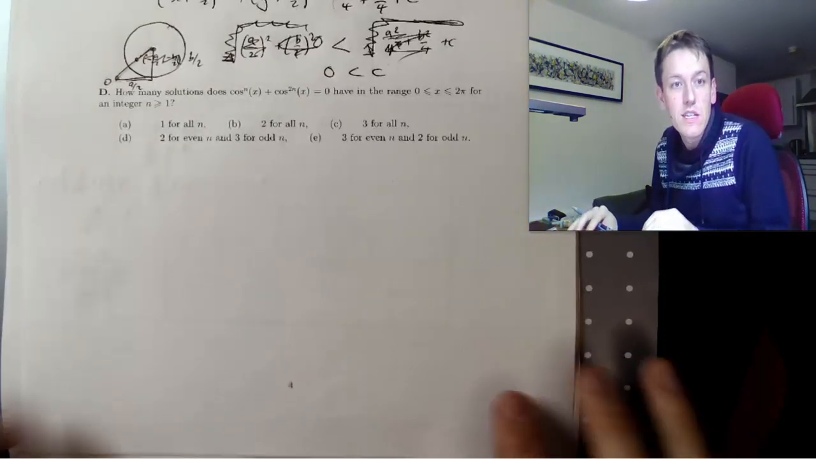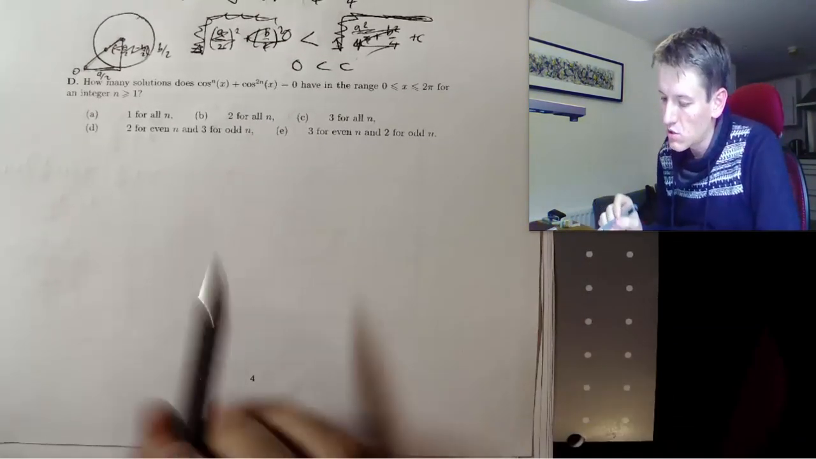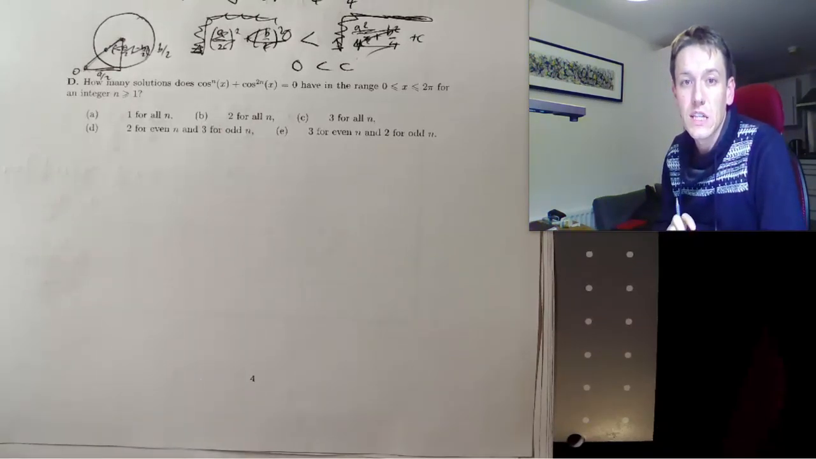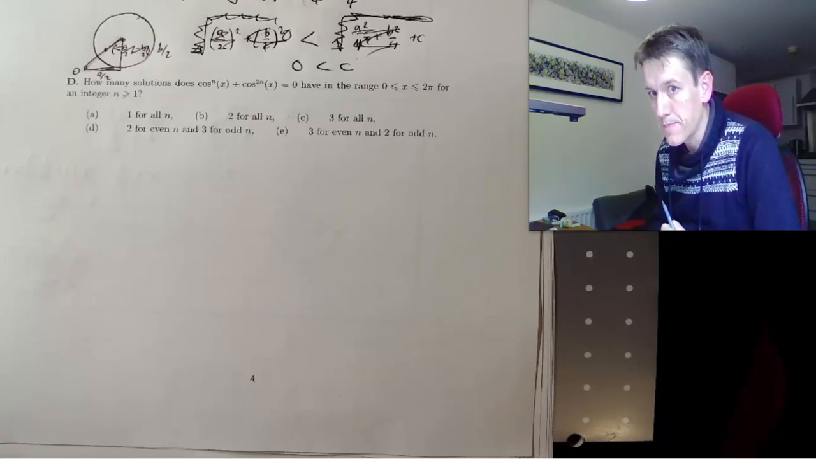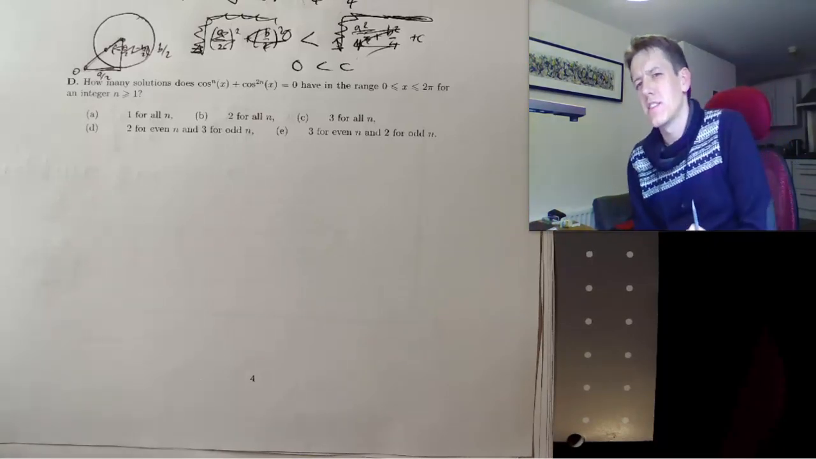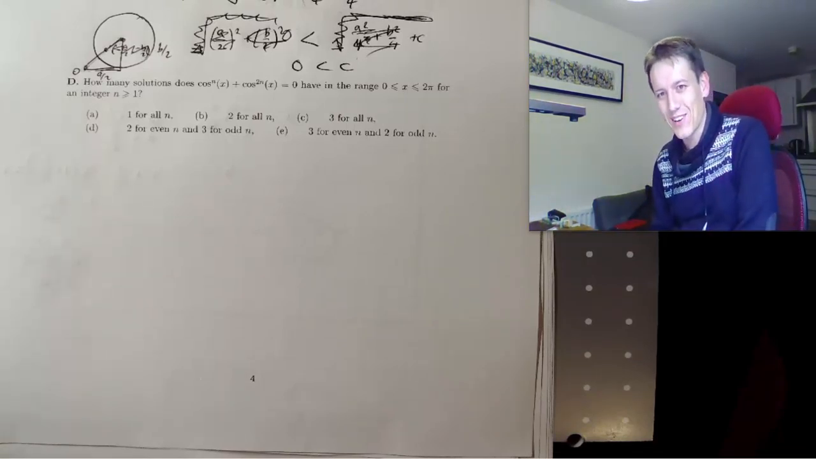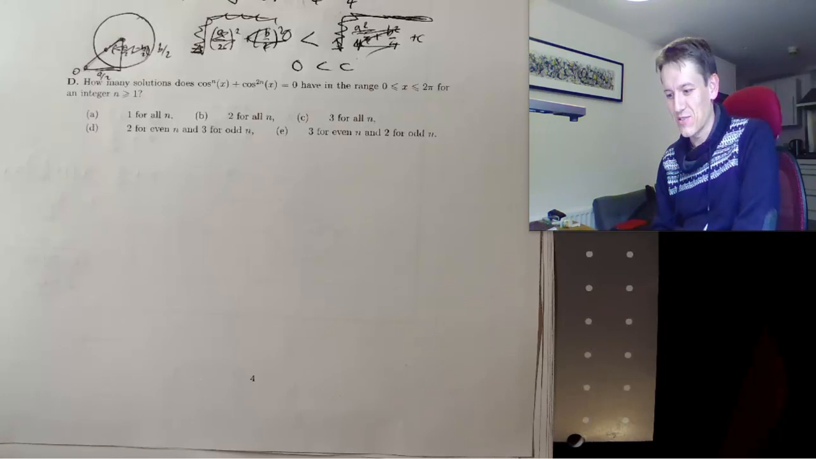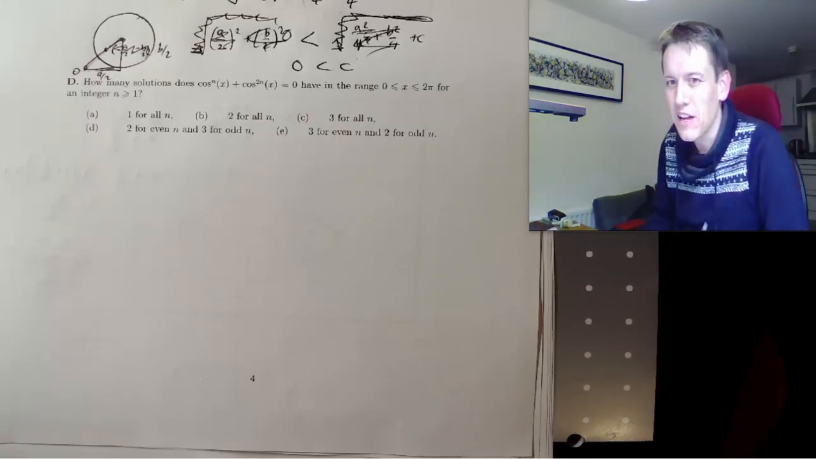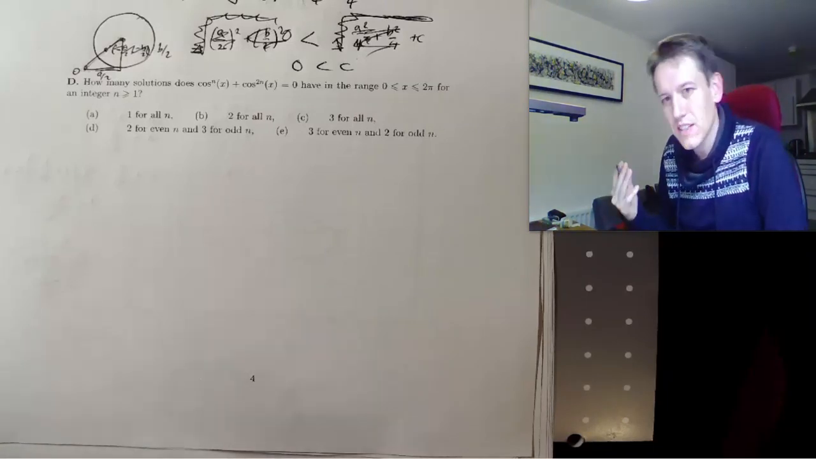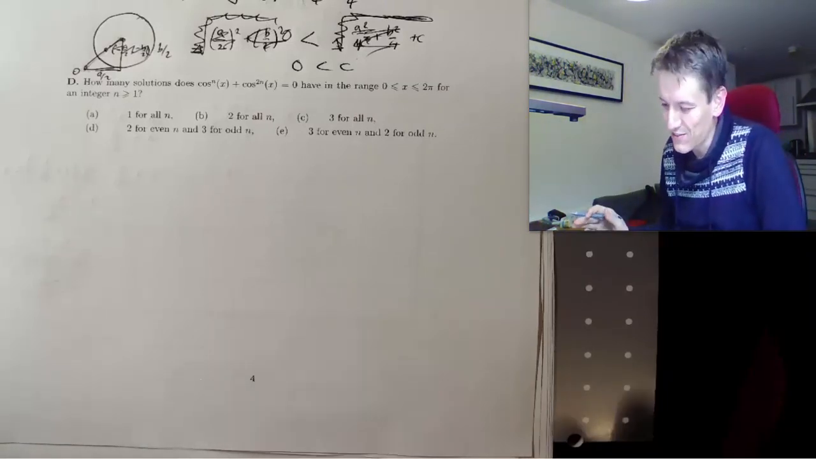Right, let's have a look at D. How many solutions does cos^n x plus cos^2n x equals 0 have in the range 0 up to 2 pi for an integer n greater than or equal to 1? So, my experience teaching A-level maths was that people often didn't like these kind of trig questions where you have to solve equations, but there's a method that always works for this sort of question.